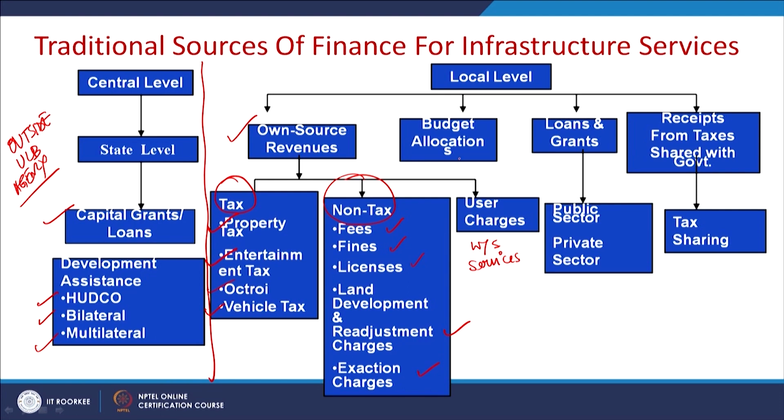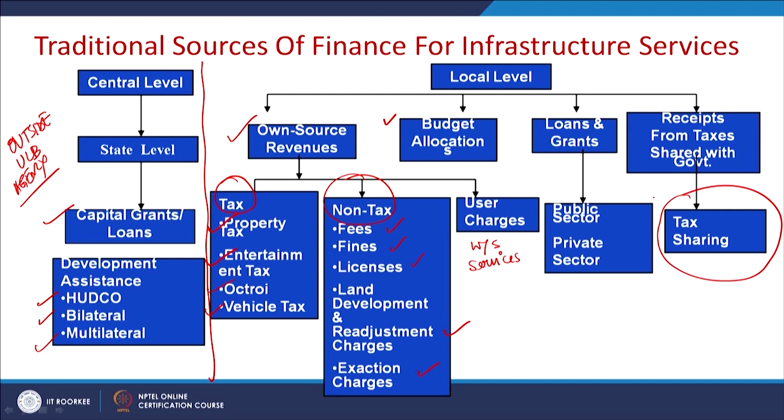Besides, there could be budget allocation from the central government and from the higher authorities. There could be loans and grants from different public sector or private sector organizations. There could be receipts from the taxes shared with government. There could be some taxes which are shared by the state government. So, that is also another source of the revenue.